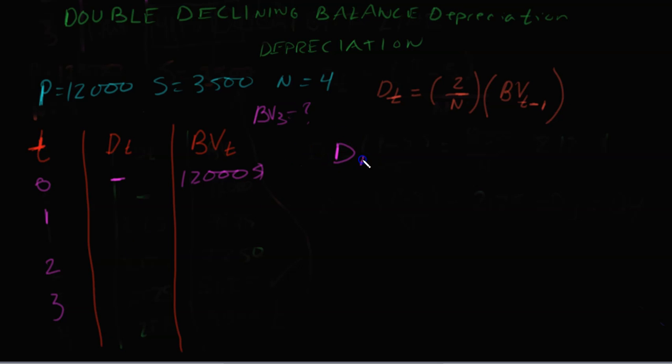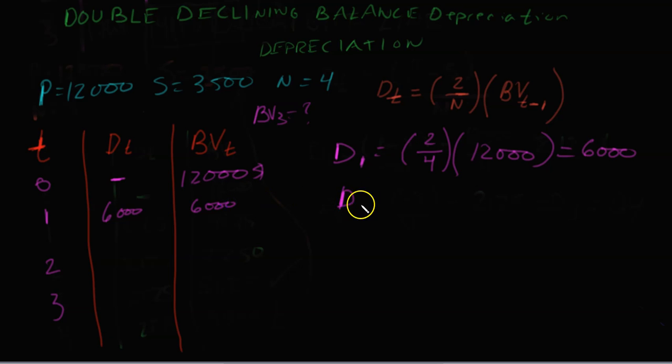The depreciation at year 1 is equal to 2 over 4 times the book value at the previous year, 12,000. So basically 1/2 of 12,000 is 6,000. So 12,000 minus 6,000 gives you 6,000. It's pretty huge depreciation right there after 1 year. So D2 would be 2 over 4, which stays the same, times 6,000. So this item depreciates by half each year.